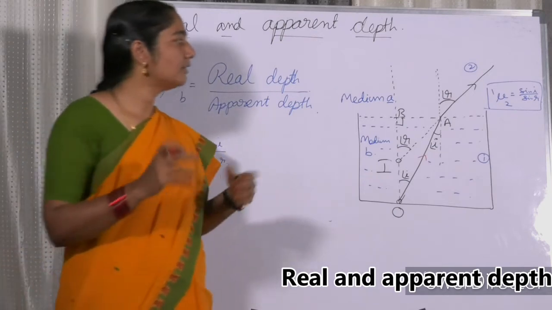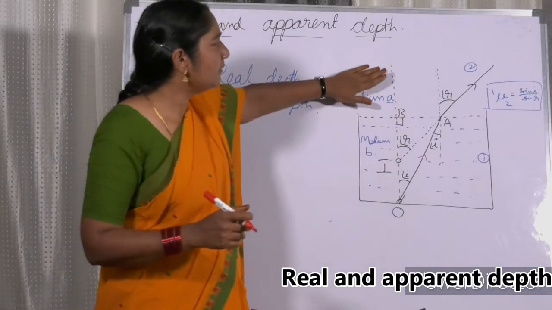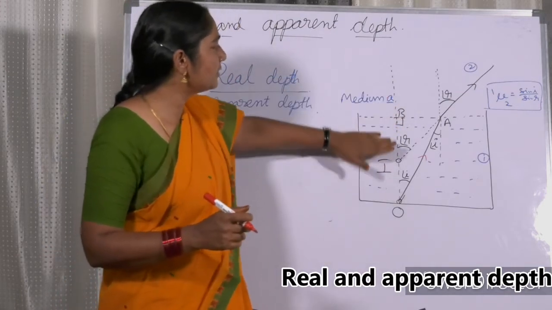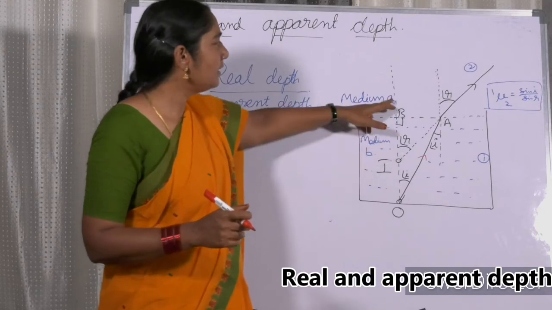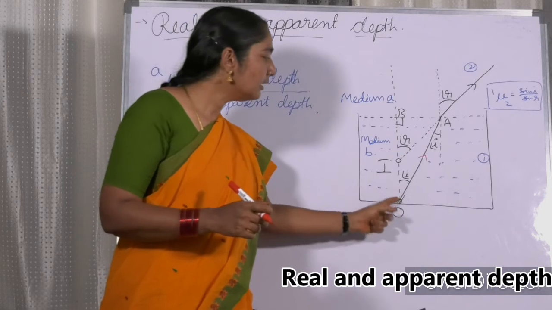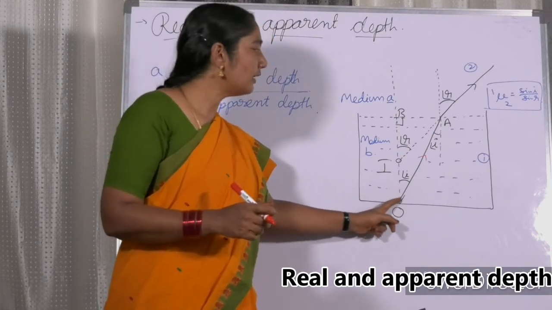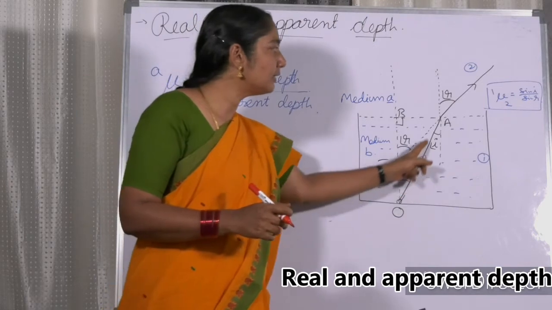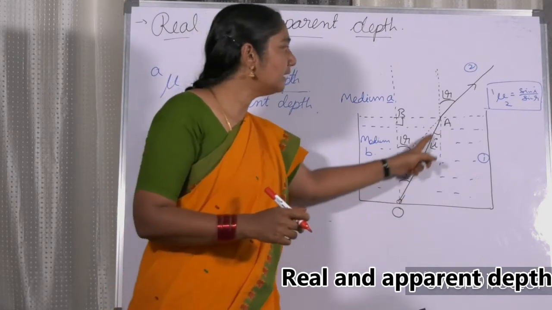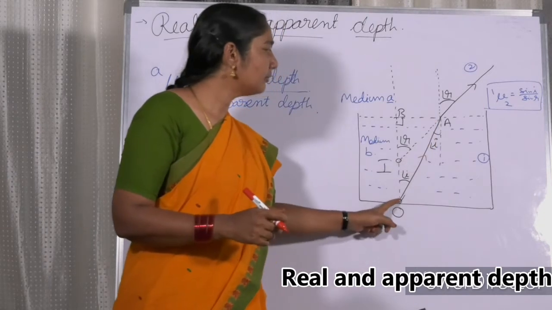Okay my dear friends, now let's see here. This is the first medium, medium A, and this is the water medium, medium B. Now we are taking the source here in the water medium. This is the source of light. So the light ray starts from this medium. This is the incident ray, coming from this source.